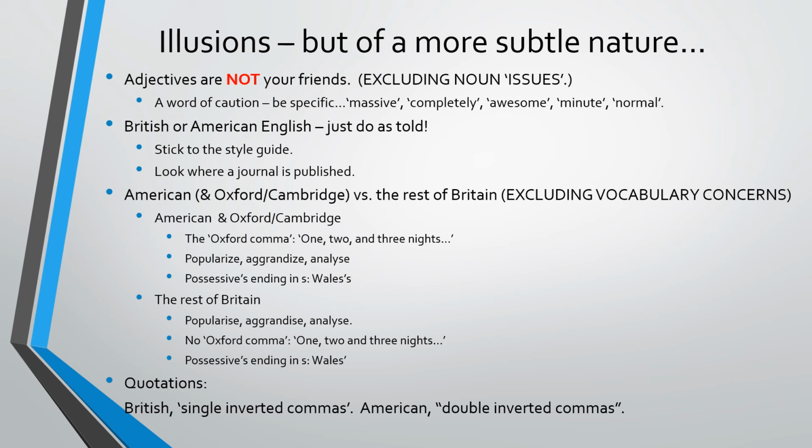Now in the rest of Britain, outside of Oxford and Cambridge, S spellings are used. Again here, popularize, aggrandize, analyze. No Oxford comma, and possessive endings in the singular, where a word ends in S, are formulated simply by writing S apostrophe, similar to plural possessives. The size of Wales, or Wales' size, W-A-L-E-S apostrophe. Quotations in British English are placed between single inverted commas, and in American English between double inverted commas.